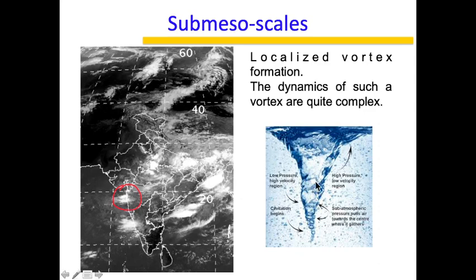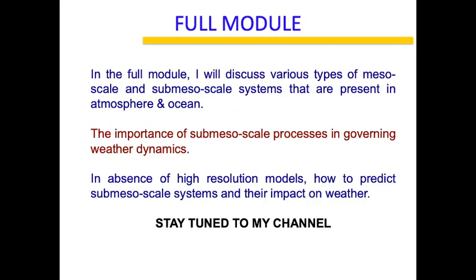Here I'm showing you a typical vortex pattern where there's a low pressure which creates updraft, and then there is a high pressure. So you have a bigger cone followed by a smaller cone at the bottom. A funnel shaped structure, that is a typical vortex structure. These small scale vortices are known to give very intense systems, right? Hence it is important to understand how these mesoscale and submesoscale processes govern the weather. Okay, so that is the crux of this video.